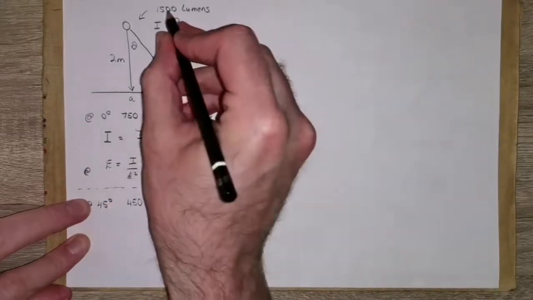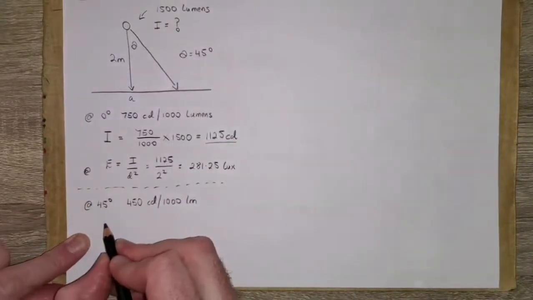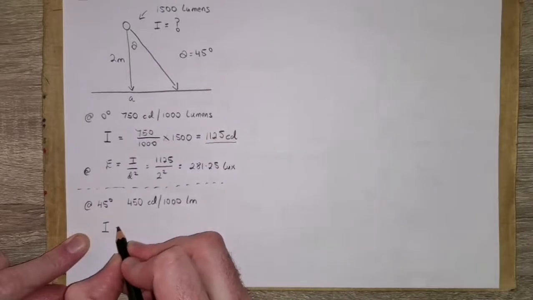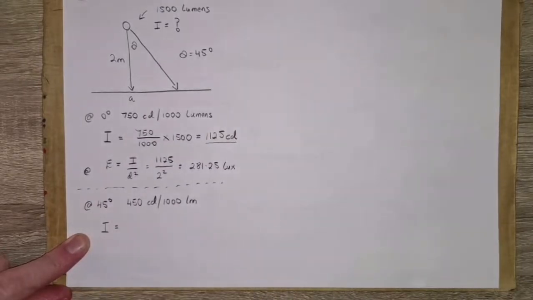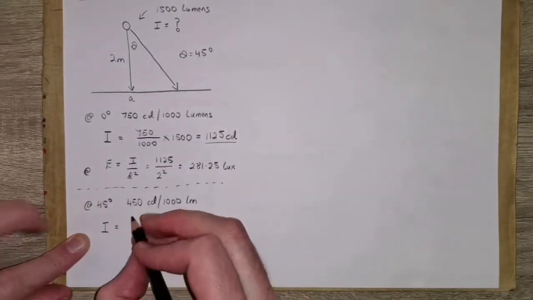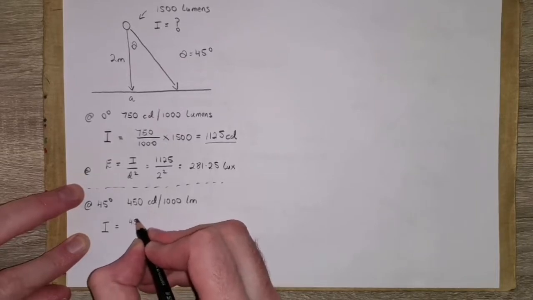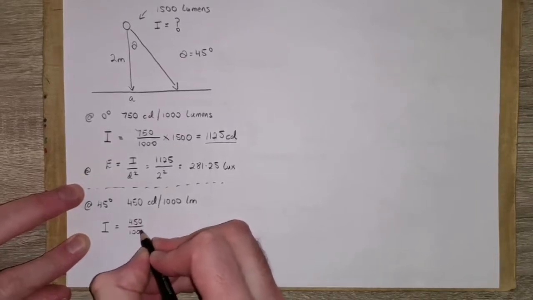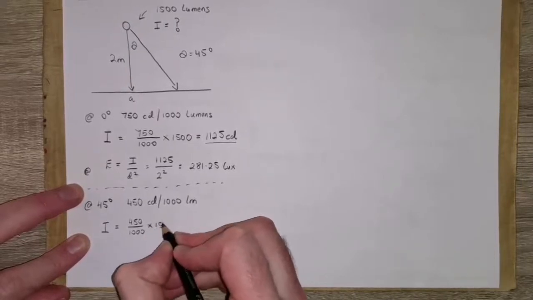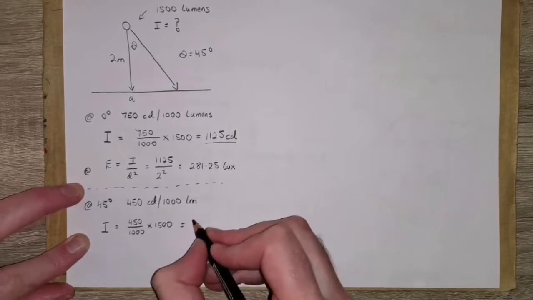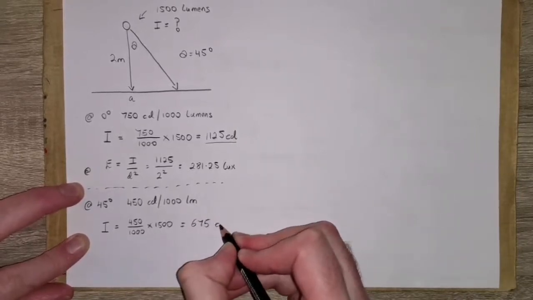The output of the light in terms of lumens doesn't change at this stage, so we have a new intensity because we're at a slightly different position to where we were originally. So now this becomes 450 over 1000 multiplied by 1500. And that comes to 675 candela.